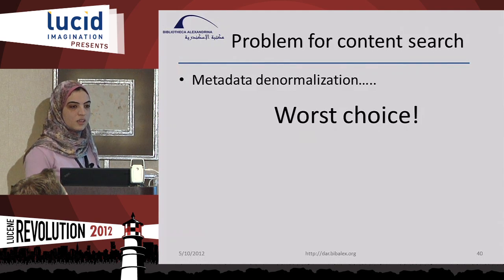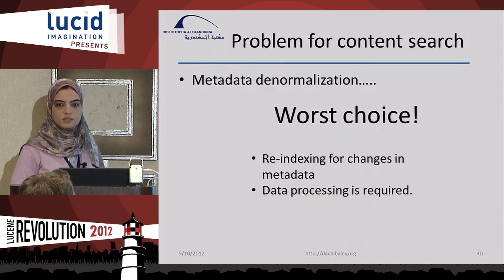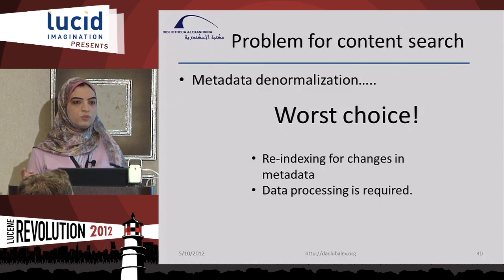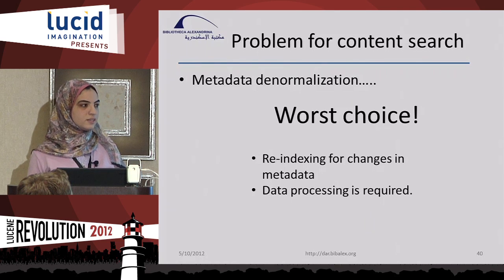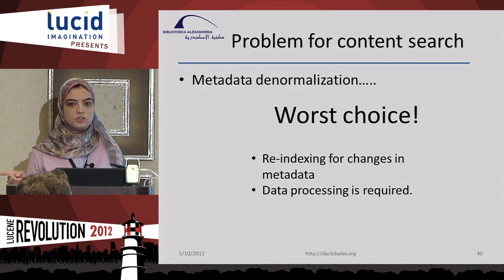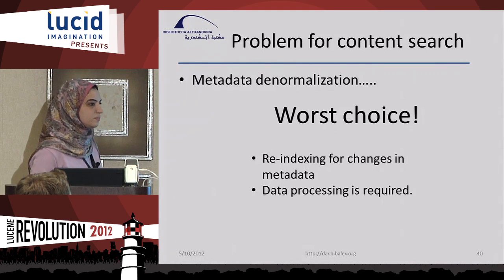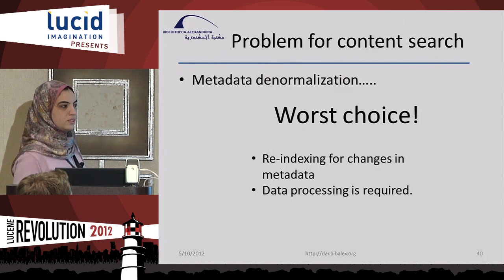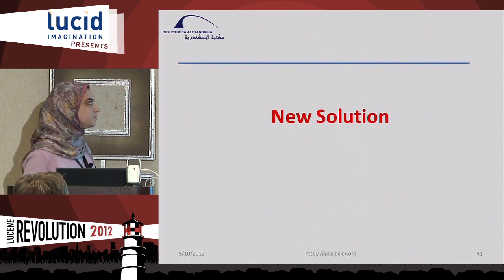Okay? Actually, denormalization for our case was the worst choice. Why? Imagine that I have changed the metadata for a certain book, and the average number of pages for one book is about 600 pages. So I'll have to go and index. So just one change, I will re-index the 600 documents in Solr. So in our case, this was a very bad choice. And I still have to process all the data that are coming from the index.